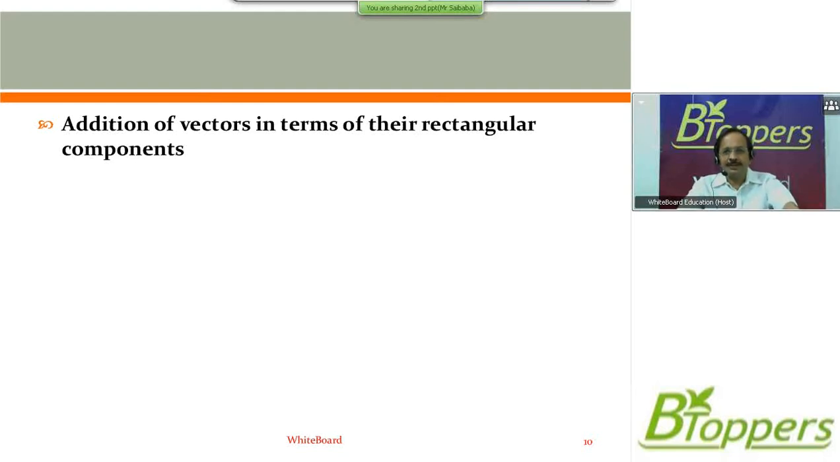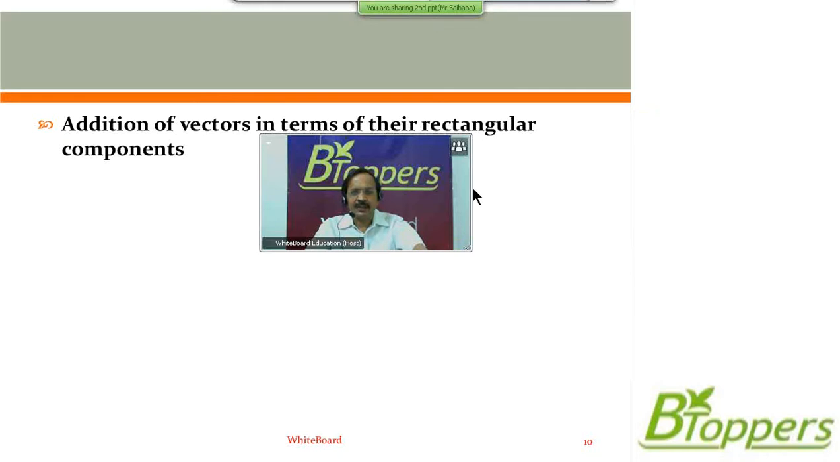So in my previous class, I have discussed the rectangular components of a vector in 2 dimensions. That is, resolution of a vector into 2 rectangular components along 2 mutually perpendicular directions. I have discussed how a vector can be expressed in terms of its rectangular components and unit vectors along the coordinate axis.